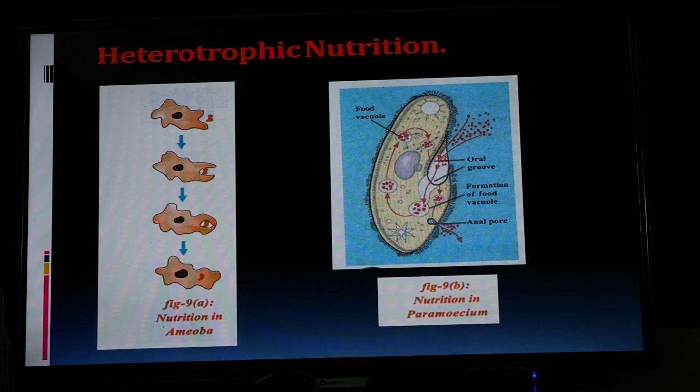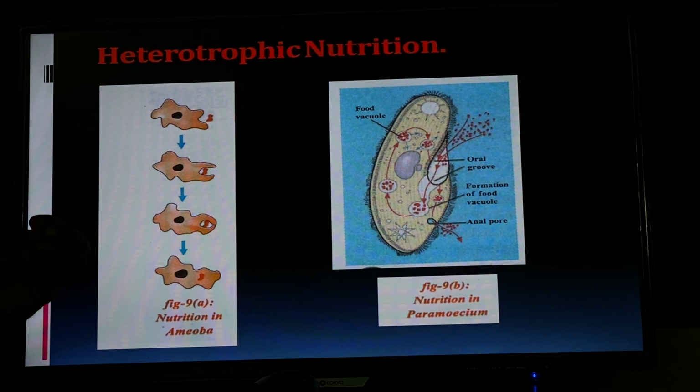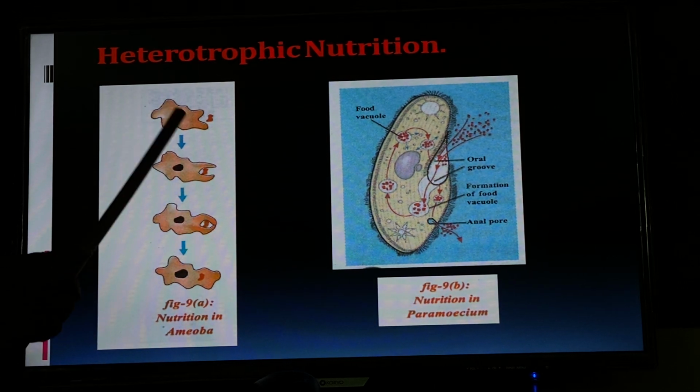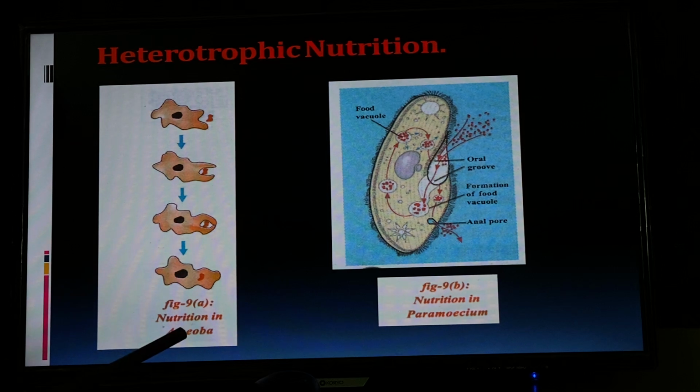Already we learnt about autotrophs in previous classes. They can prepare their own food in the process of photosynthesis. They are called autotrophs. We, means animals. We are social animals, no? We are called heterotrophs. We perform a type of nutrition called heterotrophic nutrition. Here we can find a picture which shows the nutrition in amoeba.